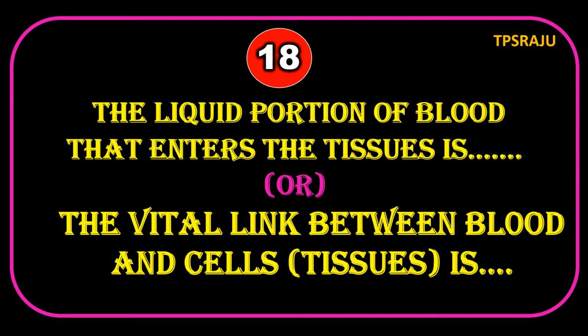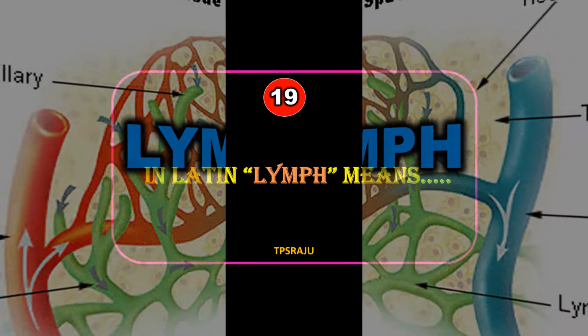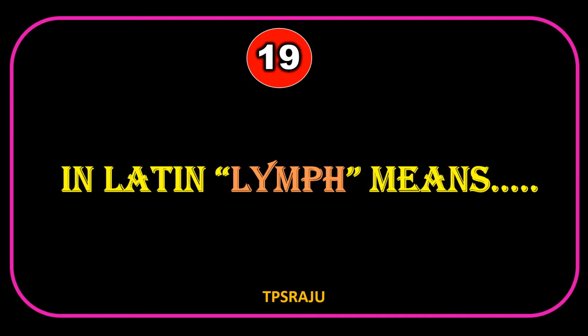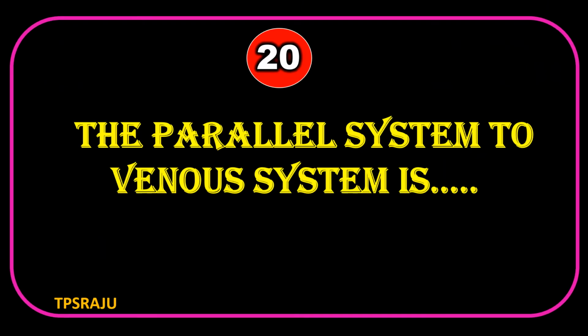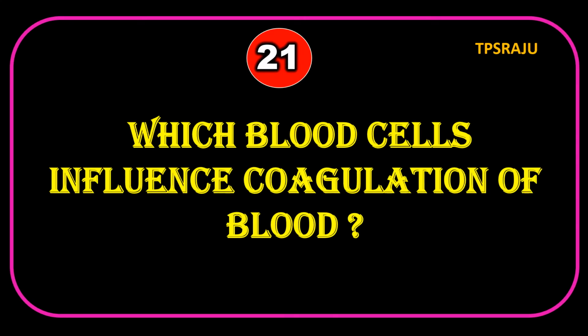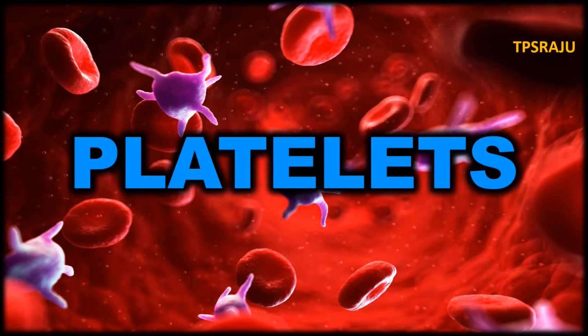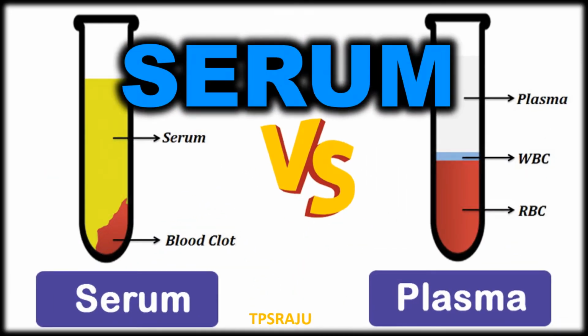The liquid portion of blood that enters the tissue, or the vital link between blood and cells, is lymph. In Latin, lymph means water. The parallel system to venous system is lymphatic system. Which blood cells influence coagulation of blood? Platelets. The liquid portion after the formation of blood clot is serum.